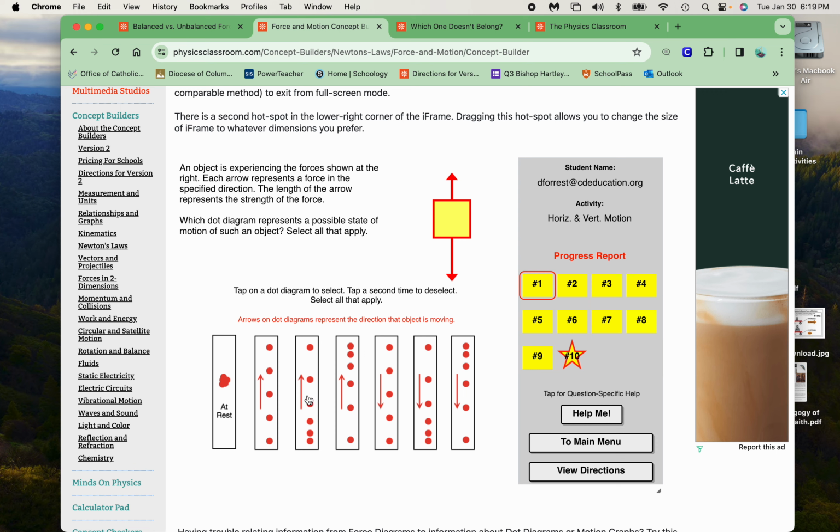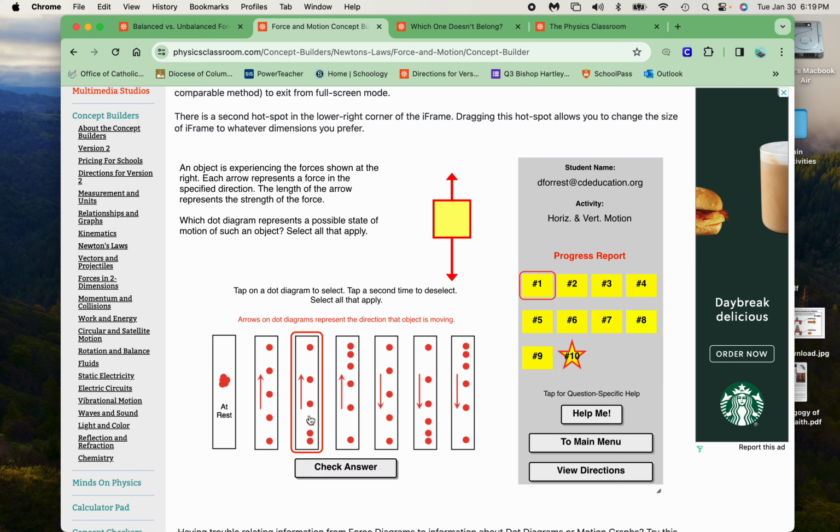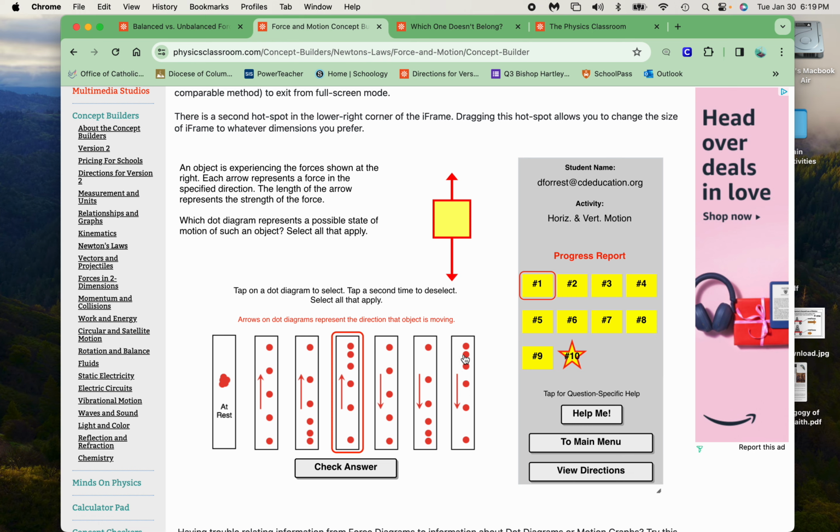If it's moving upward and there's a net force downward, that makes sense. The dots would get further apart as it goes up. In this particular case, this would not be correct. Oh, I lied. This is correct, because the dots get closer together if there's a force down but you're moving up. If you're moving down and the forces are acting downward, the dots are going to get further apart.